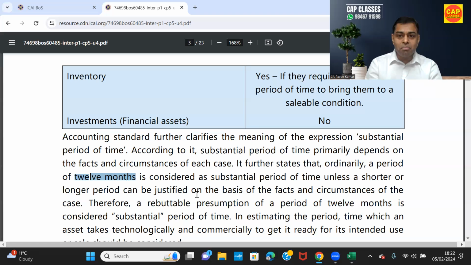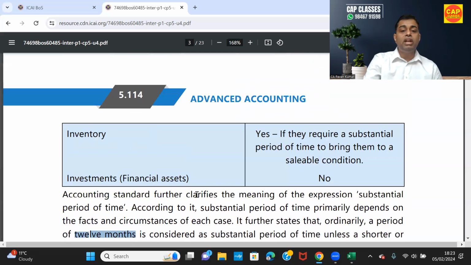Because he is doing it in 10 months, do you think what was earlier a qualifying asset will now become not a qualifying asset? No. Substance over form. This asset is a qualifying asset, but they are trying to finish it before 12 months. That's fine. It is still a qualifying asset. That is the reason don't go blindly with 12 months. So this is a qualifying asset.